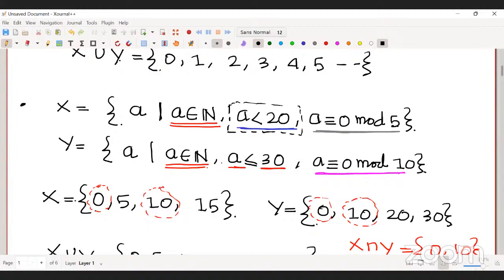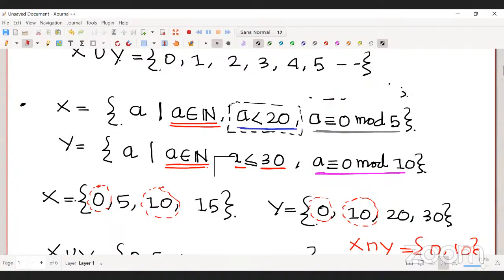So 0 mod 5 is 0, right? Yes, sir. Whatever you are saying is correct. So 0 is congruent to 0 mod 5, right? Yes, sir. So 0 satisfies all the conditions given on the set X, so 0 has to be an element of X. What about the rest of the numbers, 5, 10, 15? How come they satisfy the 0 mod 5 condition?